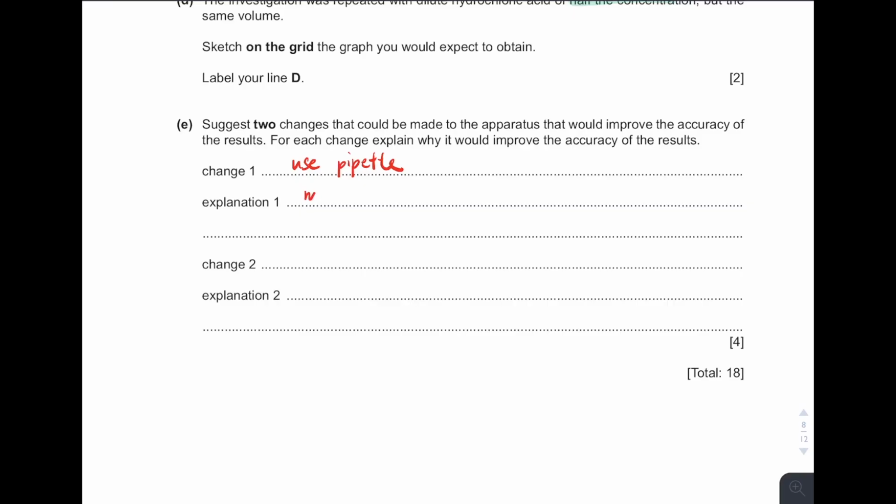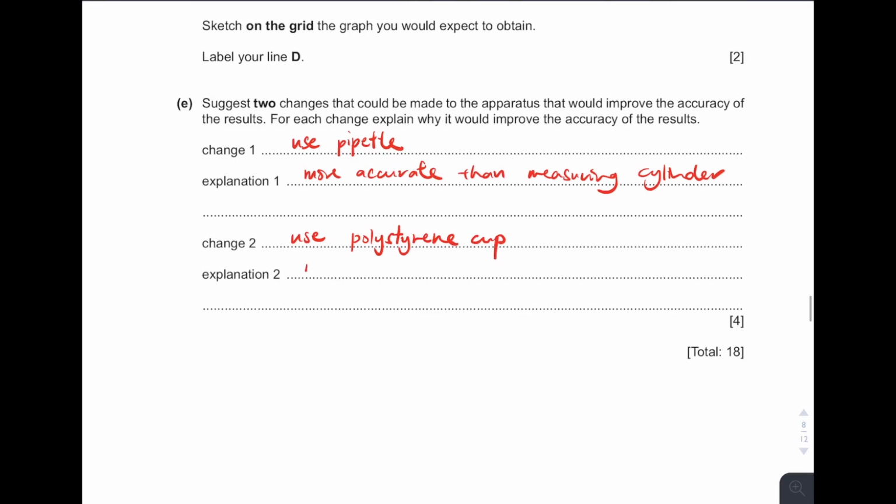Why? Because it is more accurate than a measuring cylinder. Another change: what is an example of an insulator container? The most common one we use is a polystyrene cup. Why? Because it helps to insulate heat and prevent heat loss. That's it. Alright, and then next one.